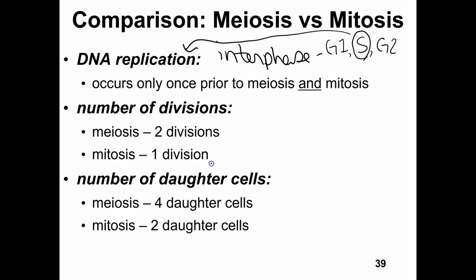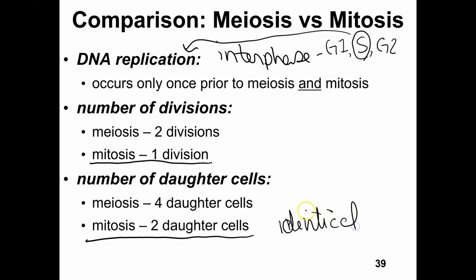But in mitosis, we only have one cell division, and we produce two daughter cells. These daughter cells are identical to the parent cell.